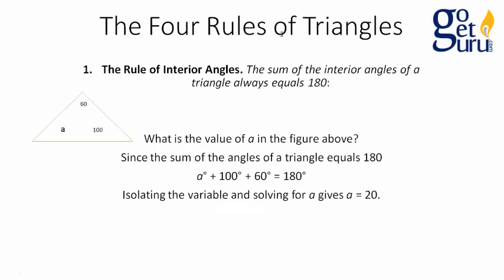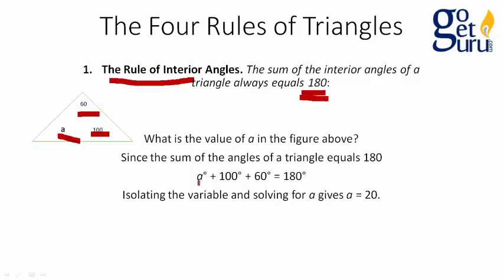Coming down to the four rules of the triangles, the first rule of the triangle states the rule of interior angles. Over here we can see that it states the sum of all the interior angles of a triangle must be equal to 180. So suppose there is a triangle over here where I have angles, namely A, 60 and 100. So I can say that the sum of all the angles in a triangle is equal to 180.